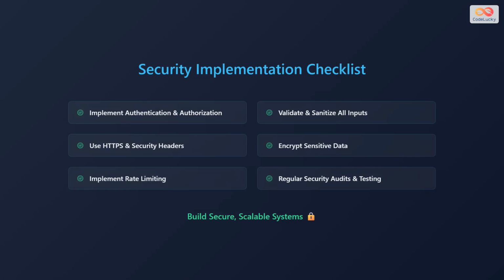To ensure comprehensive security, follow this implementation checklist. First, implement authentication and authorization mechanisms to control access to resources. Next, validate and sanitize all user inputs to prevent injection attacks. Use Hypertext Transfer Protocol Secure, or HTTPS, and security headers to protect against various threats. Encrypt sensitive data both at rest and in transit. Implement rate limiting to prevent abuse. Finally, conduct regular security audits and testing to identify and address potential vulnerabilities. Build secure, scalable systems.